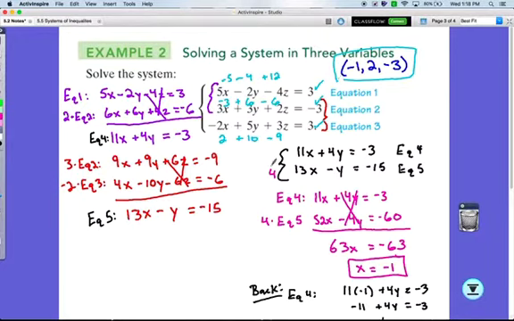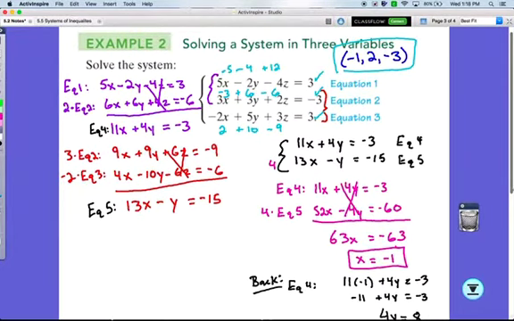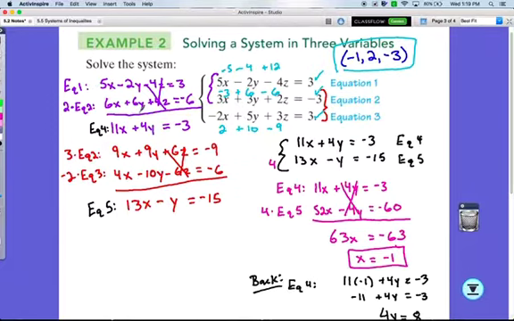Okay, begin the steps. Pair them up to get rid of the same variable in both. That's going to leave you with 2 equations with 2 variables. Get rid of one of those variables by doing the addition method again. That gives you one of your answers. Back substitute into one of the equations with 2 variables. Get your second answer. And then take those 2 answers and back substitute it into one of the original equations to get your third.